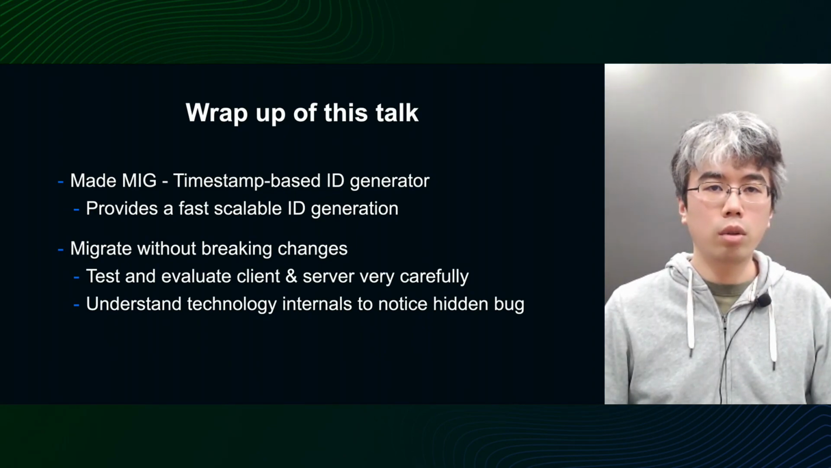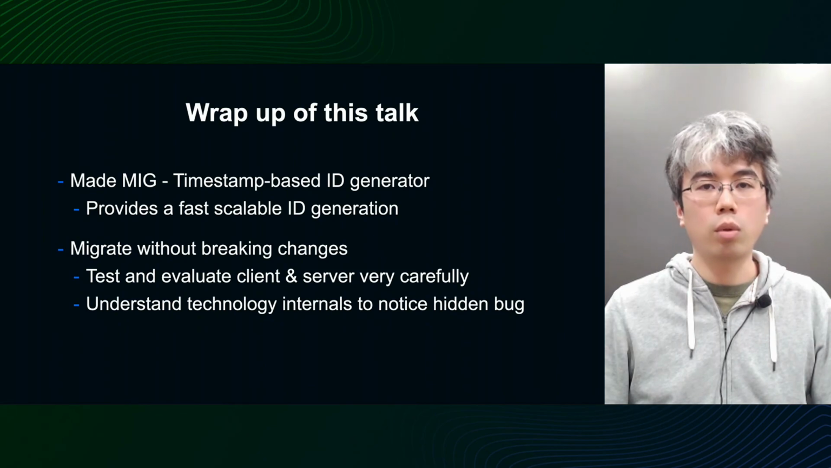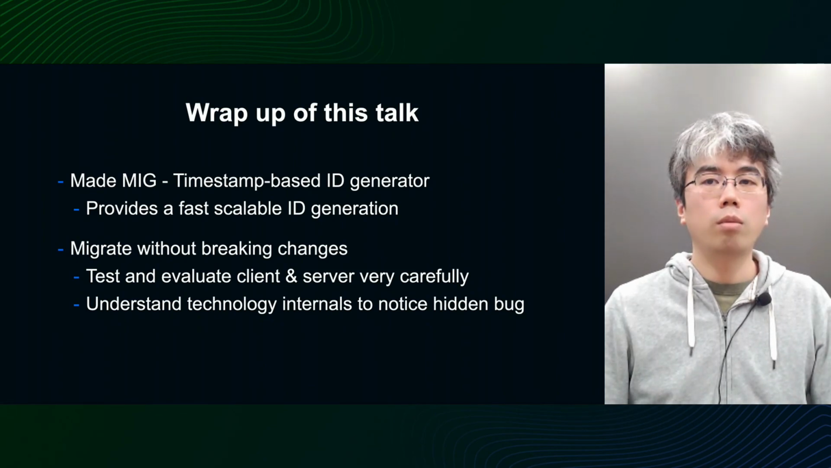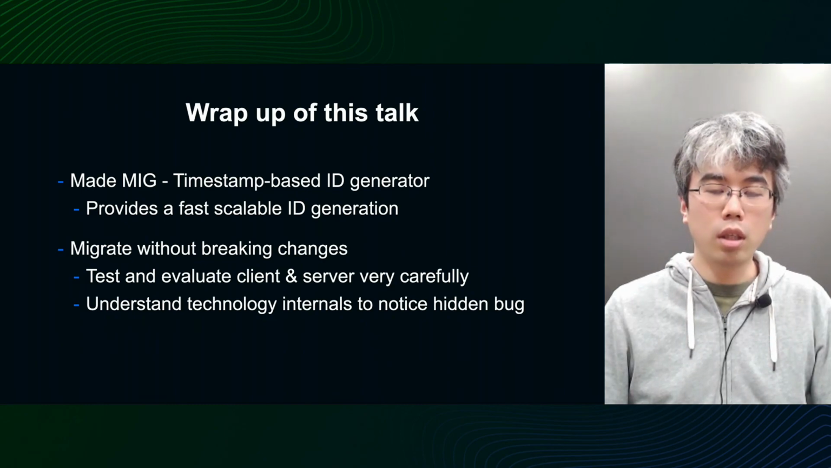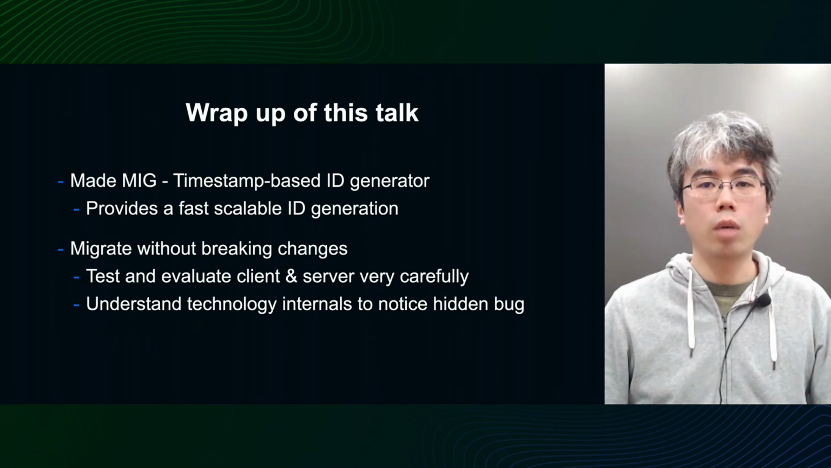This time, I talked about clock drift and floating point number representation, but if you are introducing a new feature to your service, it would be a good idea to carefully check the internal implementation of the client as well as the server. You may find bugs and specifications that you did not notice when you implemented it.